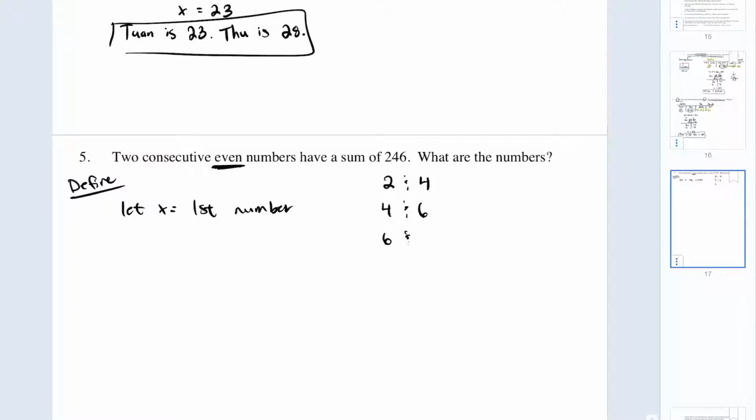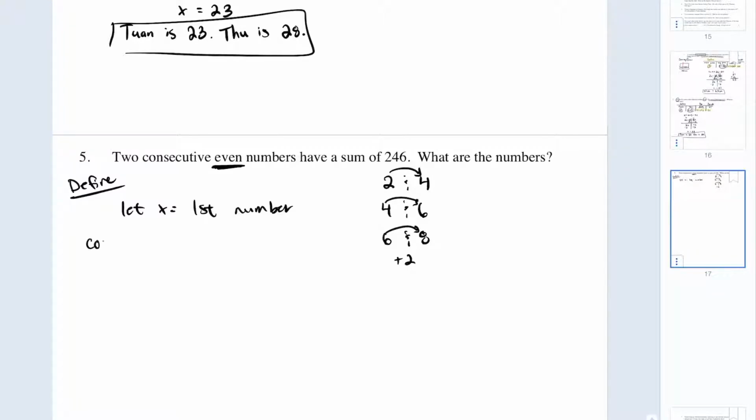If my first number was 6, then the next consecutive even number would be 8. So we need to ask ourselves, what pattern is happening here? How much am I increasing by when I go from 2 to 4, or 4 to 6, or 6 to 8? Well, you might have noticed I'm adding 2 every time. I'm adding 2 to the first number every time.